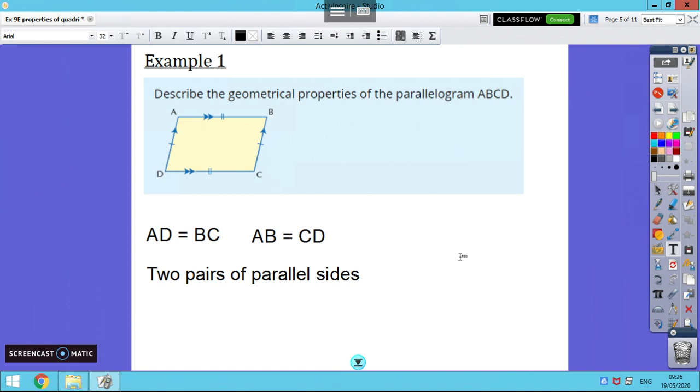What we can say about a parallelogram is what angles are equal to each other. Now, in a parallelogram, the angles opposite to each other are equal. So what I can say is angle A is equal to angle C. And I can also say that angle B is equal to angle D. And that would be how I would write it. So here are the properties of the parallelogram. If you need to go back and have a look through that, rewind the video and have another look. Make sure you've got all of that copied down.